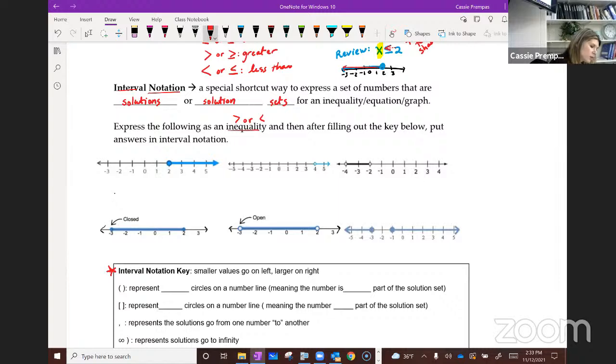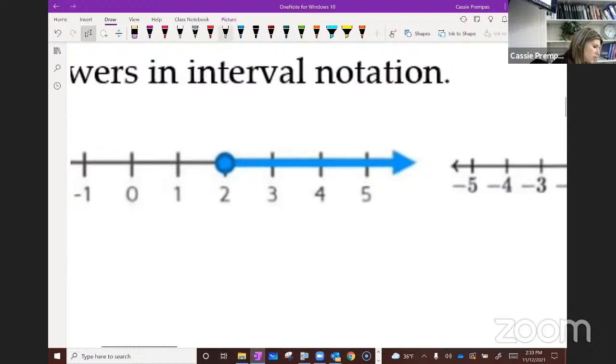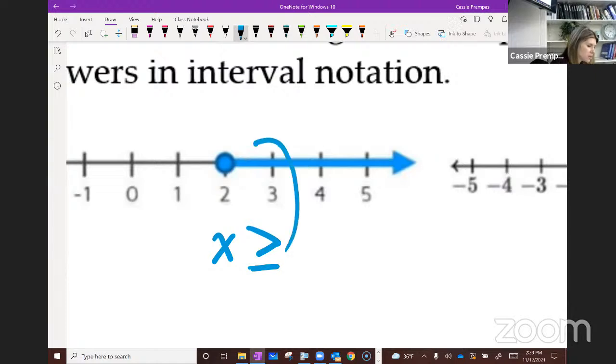So let's start with this first graph. If we were representing this using an inequality, we would say that x has to be greater than, would I do a greater than or equal to symbol? Equal, how do you know it's equal? Nice, because it's a closed circle. So I'd say x has to be greater than or equal to the number 2, because it starts at 2.